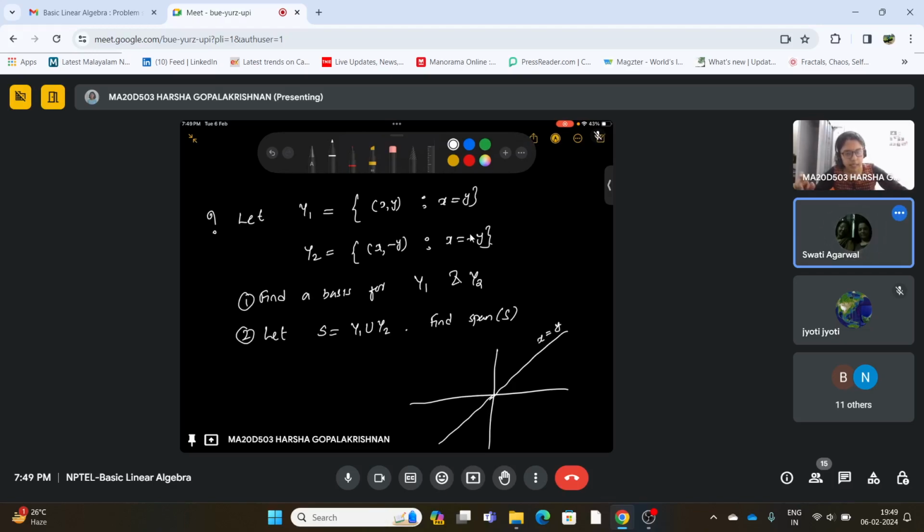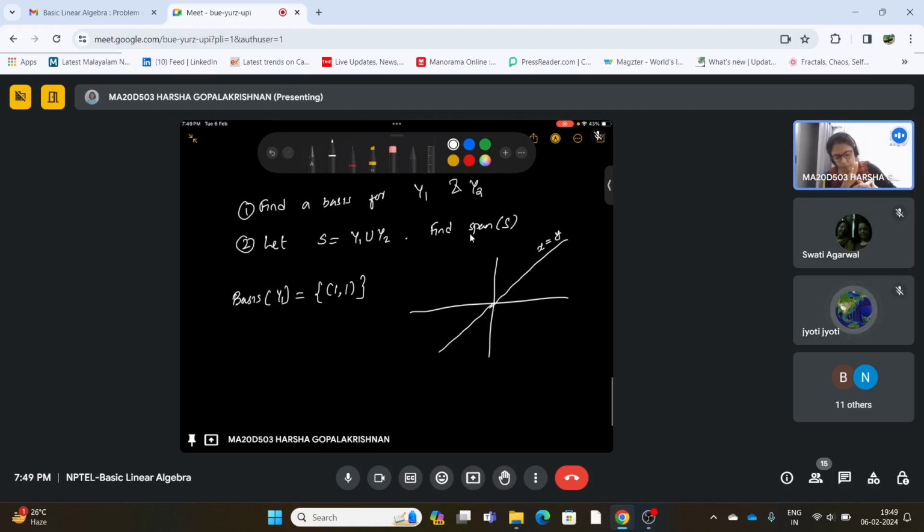Okay, so that is our space y1. Y1 means the straight line. Now, can you just say what can be the basis of y1? (1, 1). Okay, because any element, see, y1 is the set of all (x, y) such that x equals y.